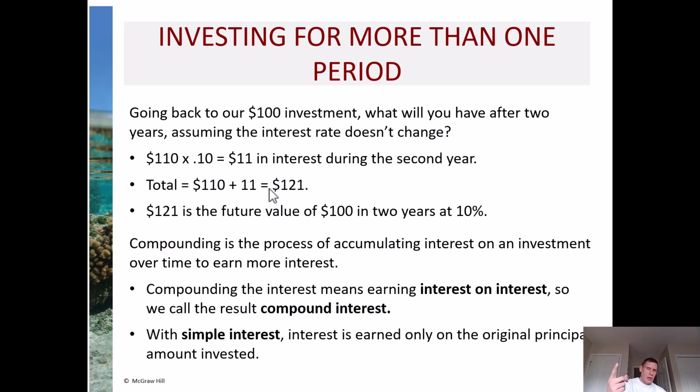Now we're earning interest on interest. This is what we call compounding. That's the process of accumulating interest on an investment over time to earn more interest. Think of it like interest upon interest. Compounding the interest means earning interest on interest, and we call the result compound interest. If you earn simple interest, then the interest is only earned on the original principal amount. In this example, it was 100.